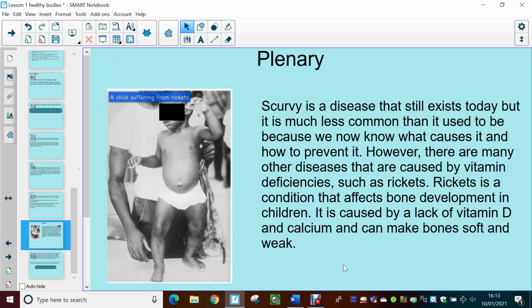Okay, so well done for having a go at those questions. To finish, scurvy is a disease that still exists today, but is much less common than it used to be because we now know what causes it and how to prevent it. However, there are many other diseases that are caused by vitamin deficiencies, that means a lack of vitamins, such as rickets. Rickets is a condition that affects bone development in children. It is caused by a lack of vitamin D and calcium and can make bones soft and weak.